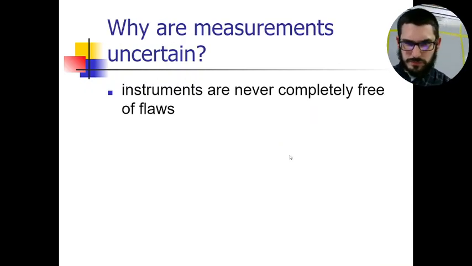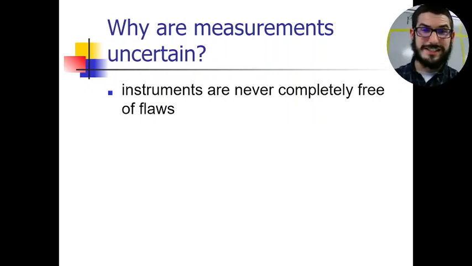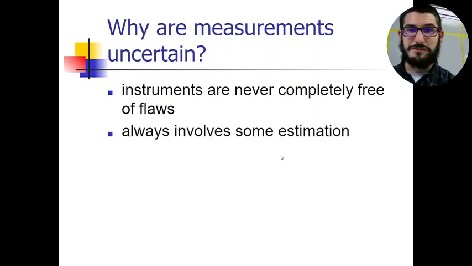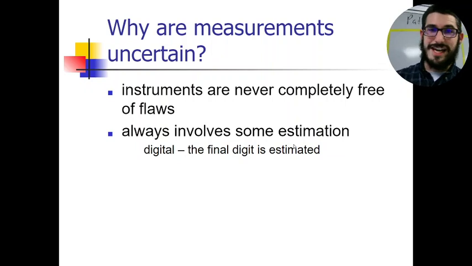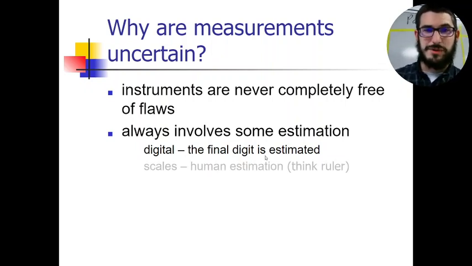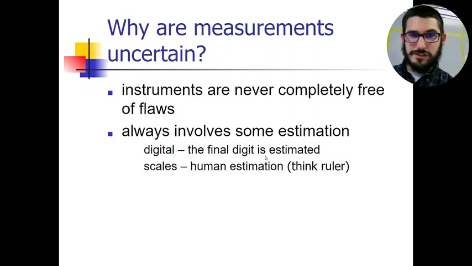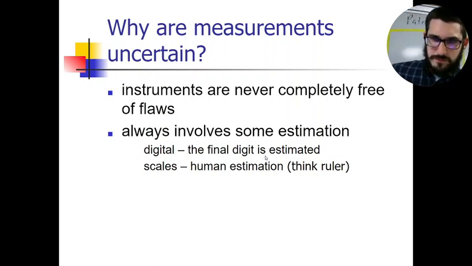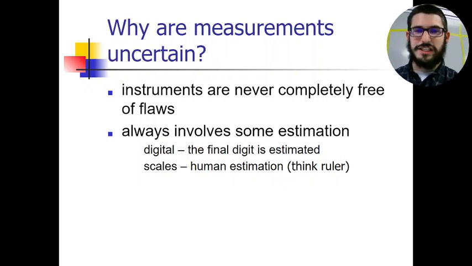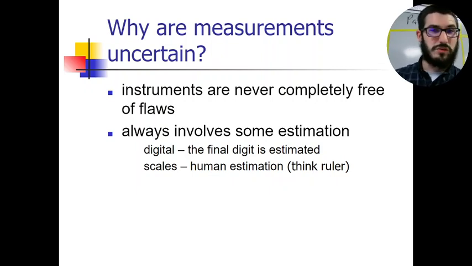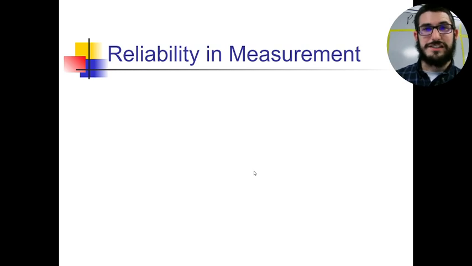So why are we uncertain? Instruments are never flawless. They always have some sort of estimation that goes into them, and that's going to be in a digital form. The last digit on that value is going to be estimated, and scales are human estimation. So we can estimate on things like rulers and balances and things like that.